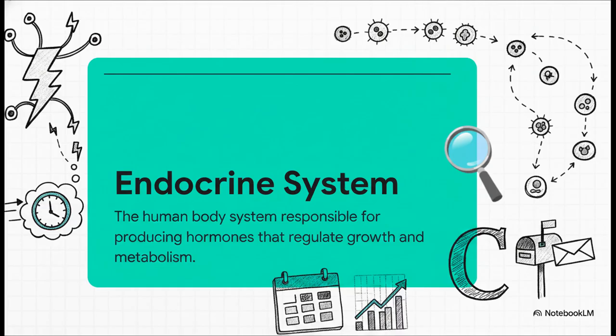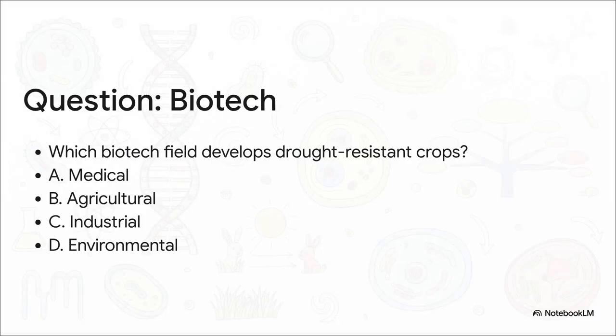See, your nervous system sends super fast electrical signals for quick reactions. But the endocrine system, it plays the long game. It uses chemical messengers called hormones that travel through your blood. It's like the body's own internal postal service, delivering messages that control everything from how you grow to how you feel.